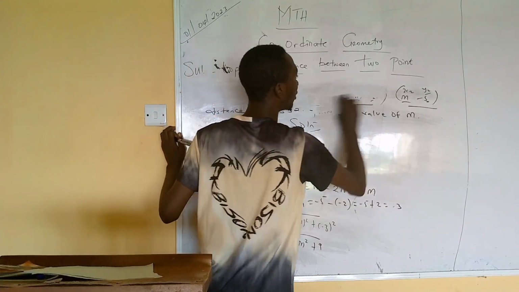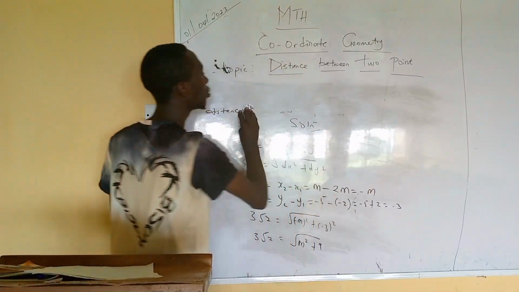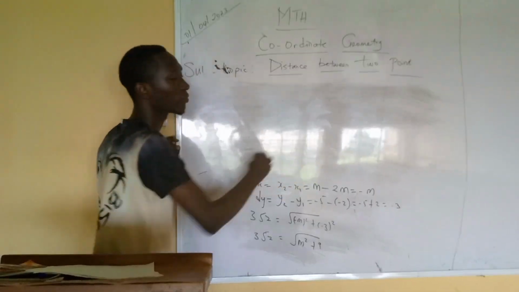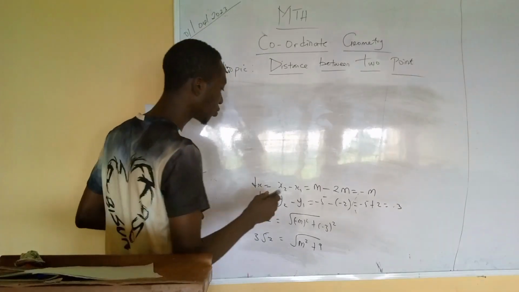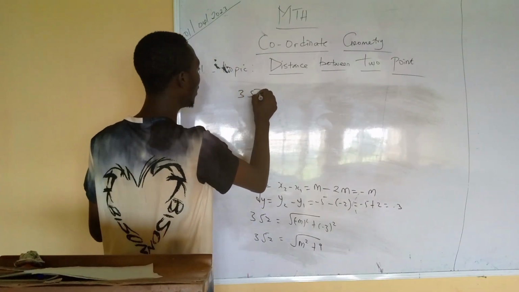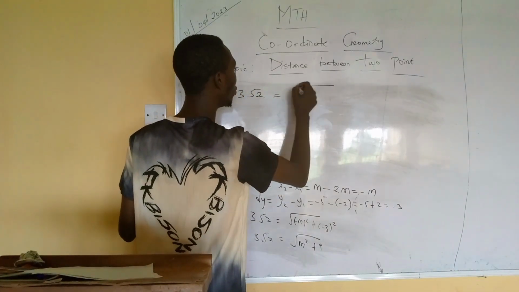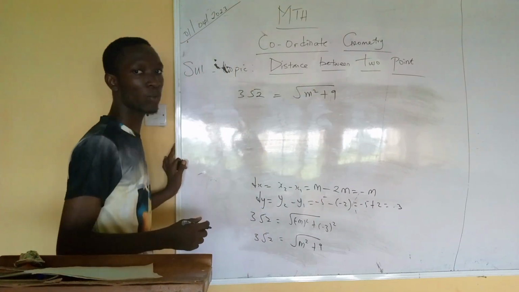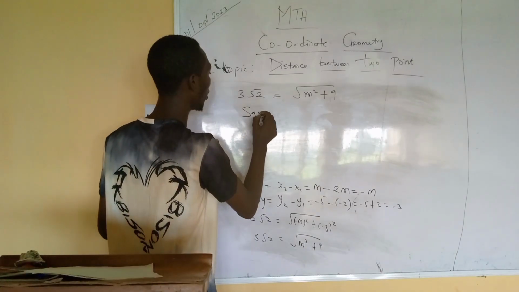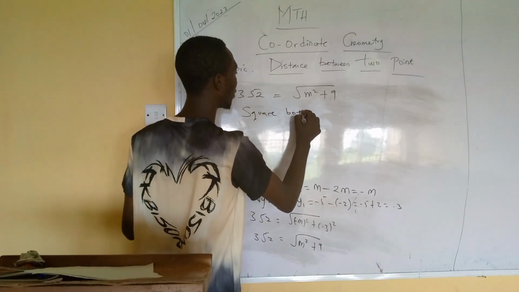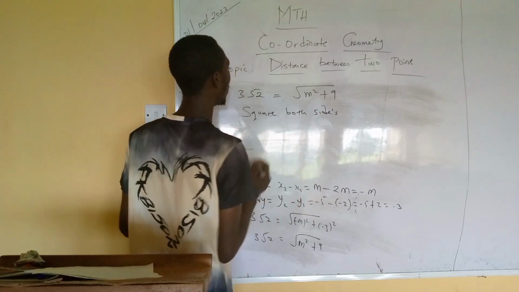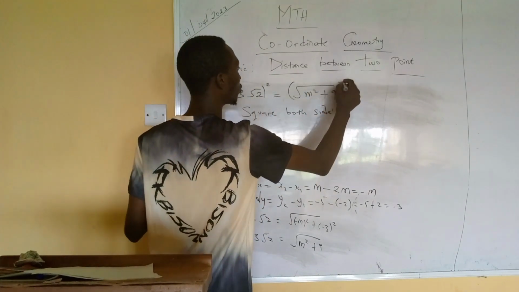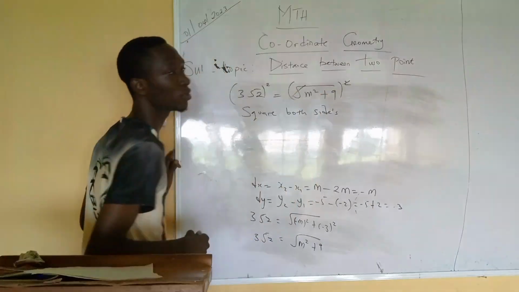Now after that, whenever you get to this point, you square both sides. Why are you squaring both sides? In order to cancel the square root, so we can get the value of our m. So the next thing to do is to square both sides. So this 3 root 2 equals root m squared plus 9. We are squaring both sides. This square will cancel this square root.